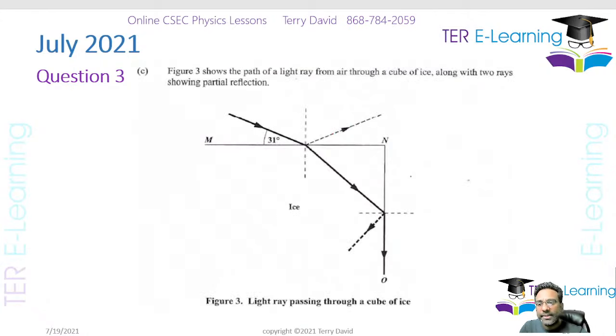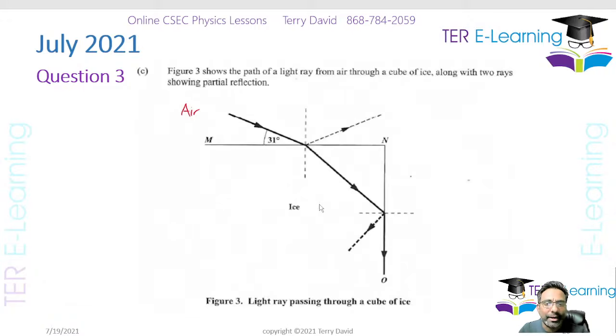Now, this particular one here. Figure 3 shows the path of a light ray from air through a cube of ice. So we have air up here, so let us make sure we know this is air and this is ice here. What they want here now? Determine the angle of incidence on face MN.